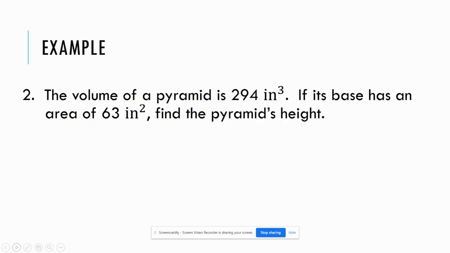In the next one, it says the volume of a pyramid is 294 inches cubed. If its base has an area of 63 inches squared, we want to find the pyramid's height. All right, so volume equals, notice this time we're talking about a pyramid. So if we think about the formulas, we know that to find the volume of a pyramid, we're doing 1/3 times the area of the base times the height.